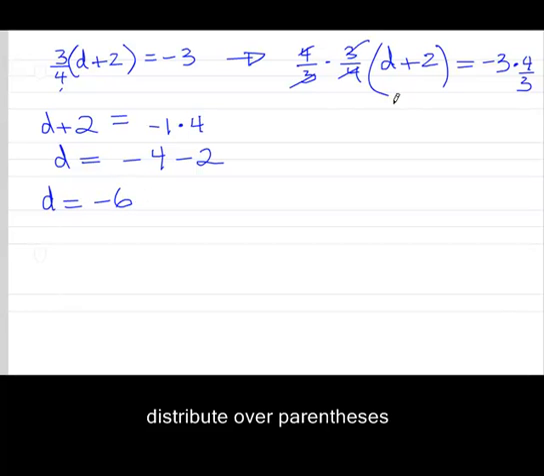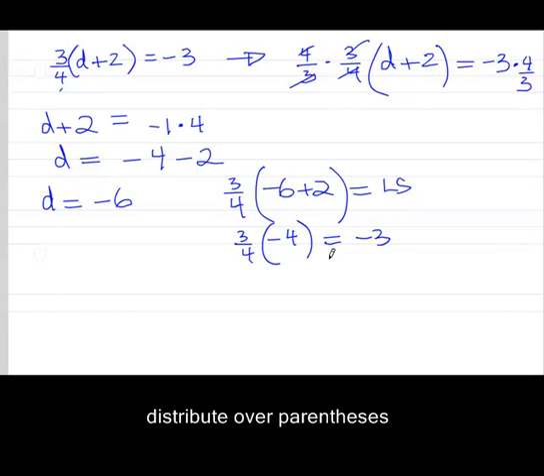And of course, this is a little more complicated, so maybe we can test it. 3/4 times negative 6 plus 2 equals, left side, therefore 3/4 times negative 4 is equal to negative 3, which is equal to the right side. So we are okay. Therefore, d is equal to negative 6.